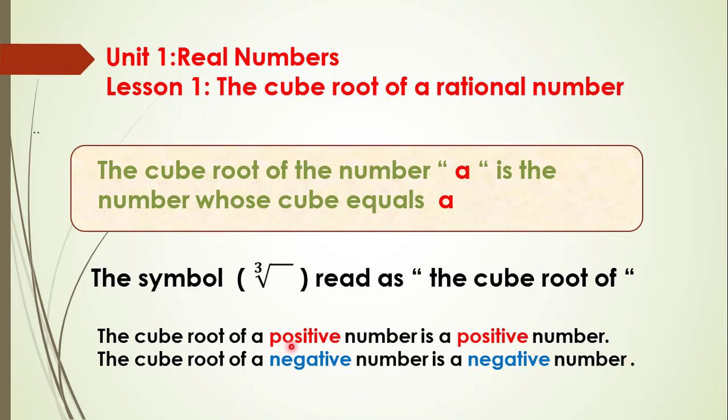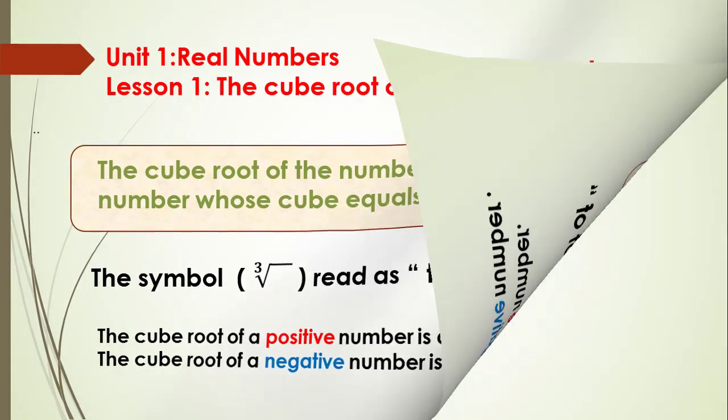The cube root of any positive number is a positive number. Also, the cube root of any negative number is a negative number. And take care, in square root, there is no square root for a negative number. But here in cube root, we can get a cube root for a negative number and it will be a negative number.